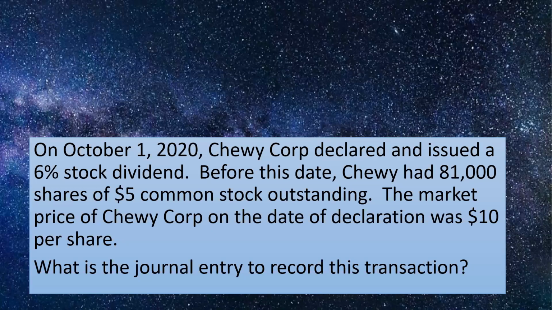Next question. On October 1st, 2020, Chewy Corp declared and issued a 6% stock dividend. Before this date, Chewy had 81,000 shares of $5 common stock outstanding. The market price of Chewy Corp on the date of declaration was $10 per share. What is the journal entry for this transaction?